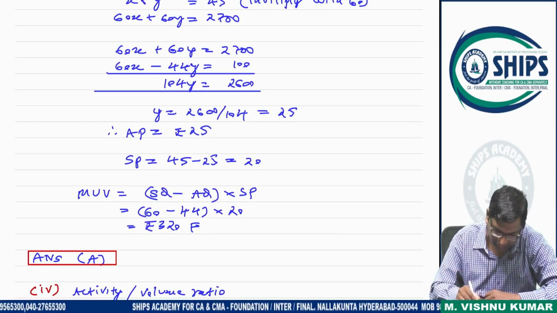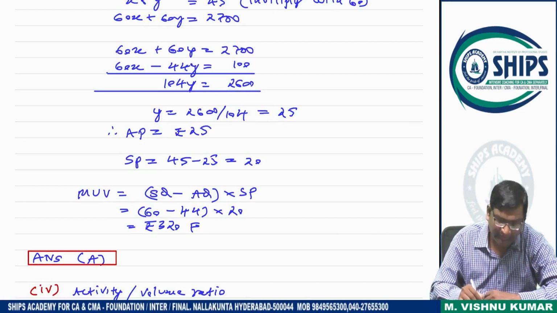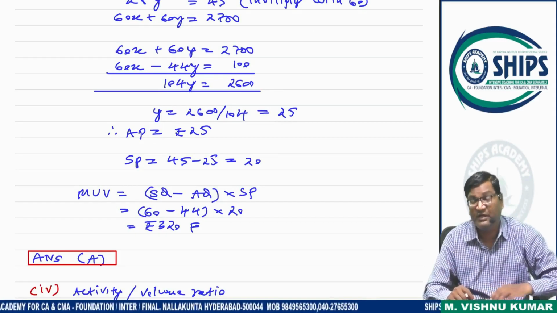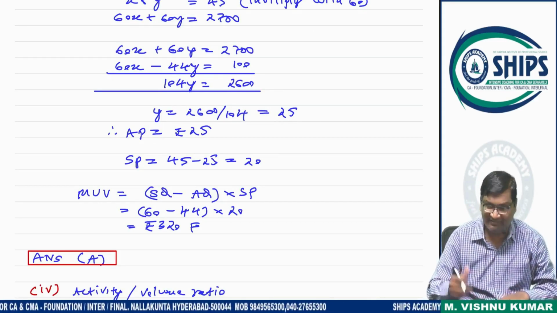Standard quantity minus actual quantity into standard price. Standard quantity 60, actual quantity 44, standard price 20. So 320 is coming. So it is favorable. So the answer is A. I hope this is understood. Yes, sir.